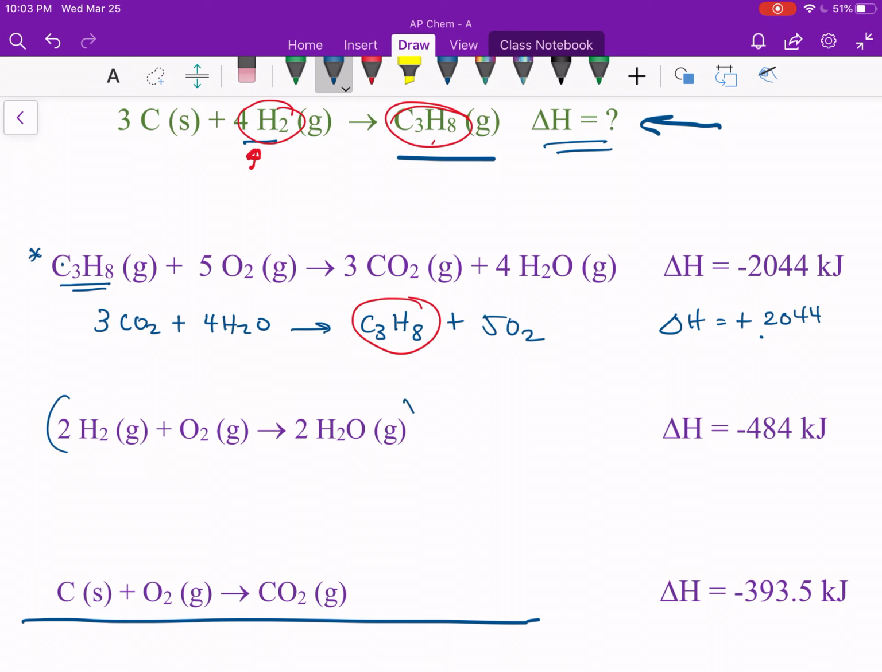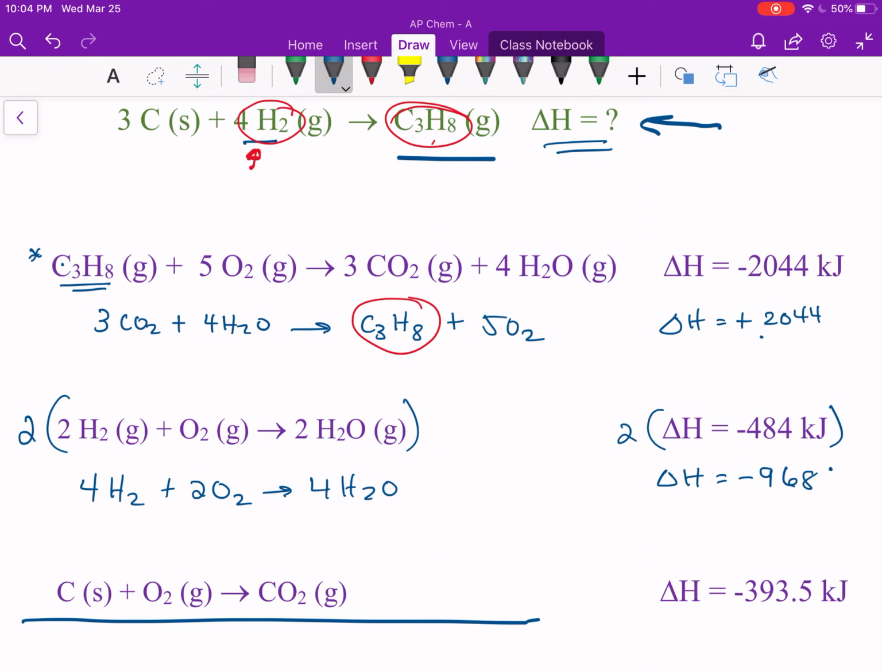this reaction by 2. So if I multiply that reaction by 2, I'm going to do 4H2 plus 2O2 gives me 4H2O. But what I do to this, I have to do to delta H. So I have to multiply delta H by 2 as well. So delta H is going to be equal to negative 968 kilojoules. Okay. All right, so I manipulated the first two. Now let's look at the last one.